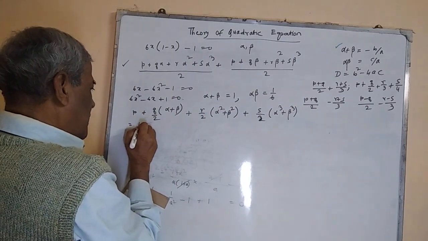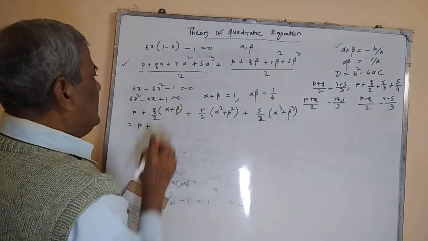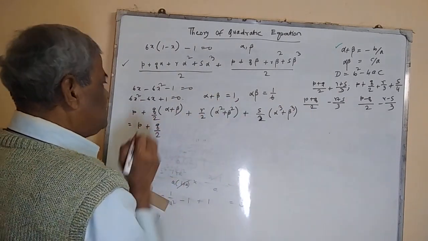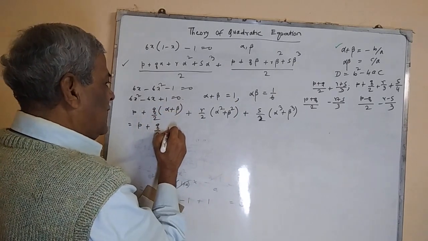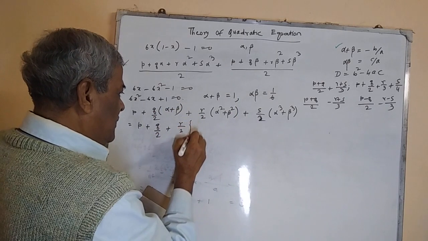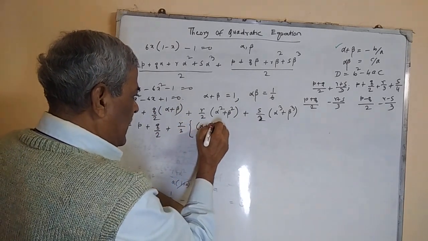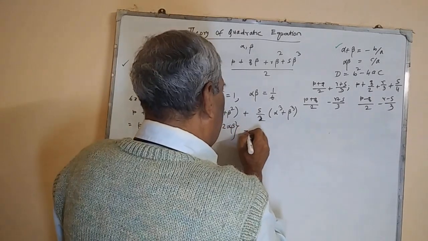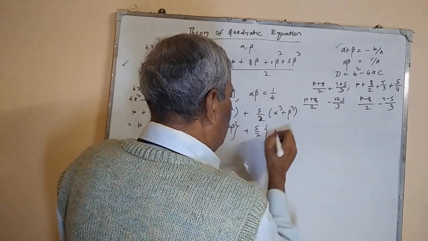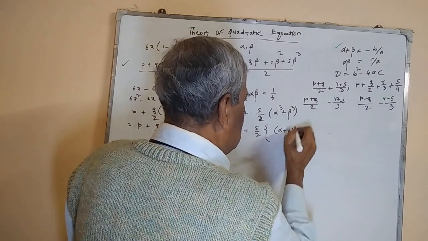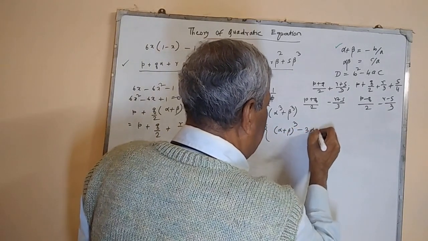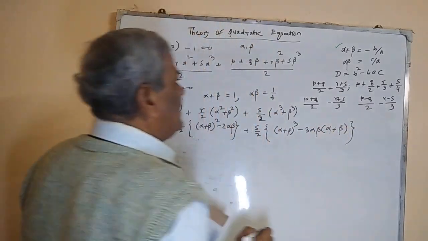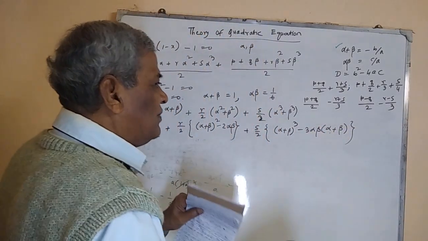Is equal to p plus alpha plus beta. Just now we obtained 1. So this is q by 2, this value, plus r by 2 into alpha plus beta whole square minus 2 alpha beta, plus s by 2 into alpha plus beta whole cube minus 3 alpha beta into alpha plus beta. I express them in terms of known terms, alpha plus beta and alpha beta.